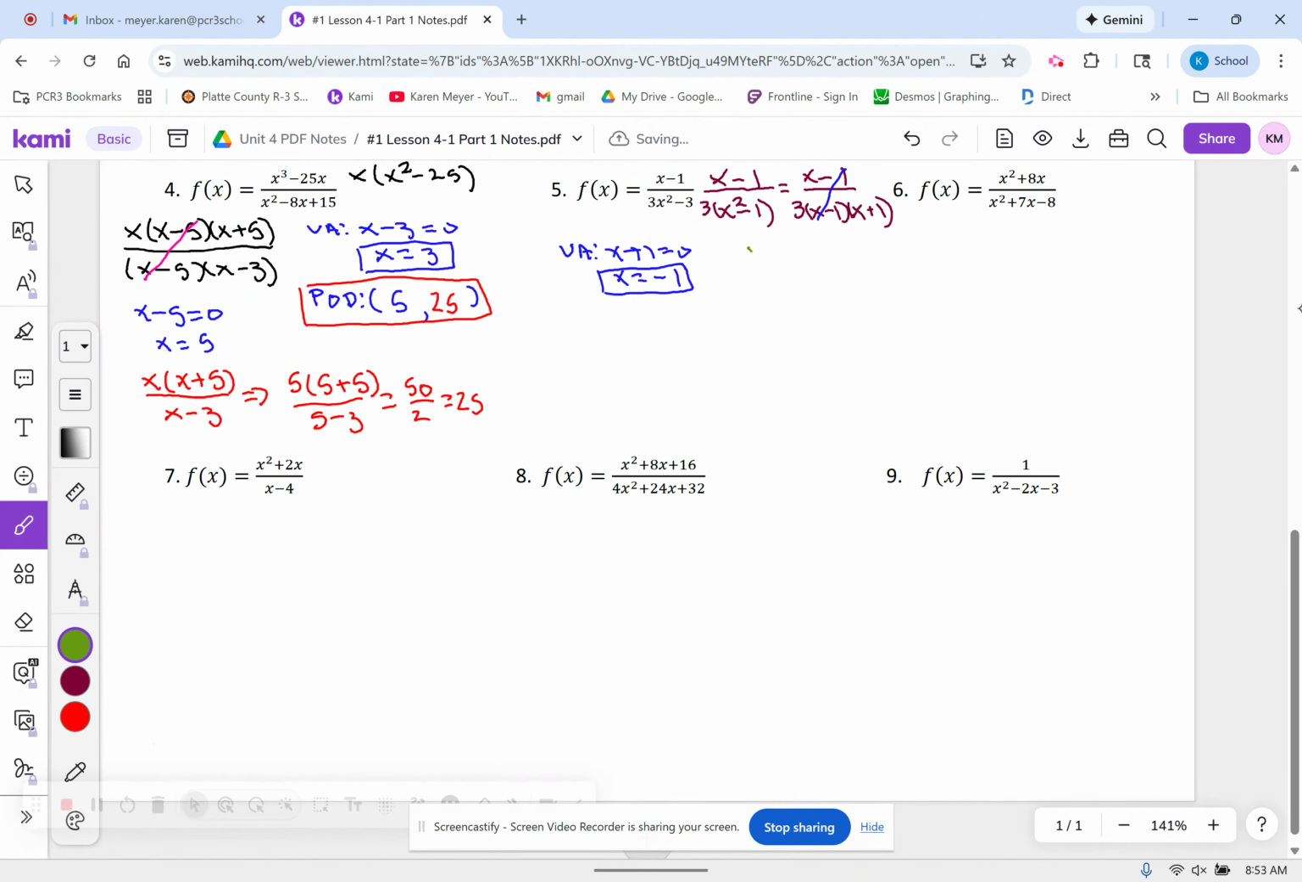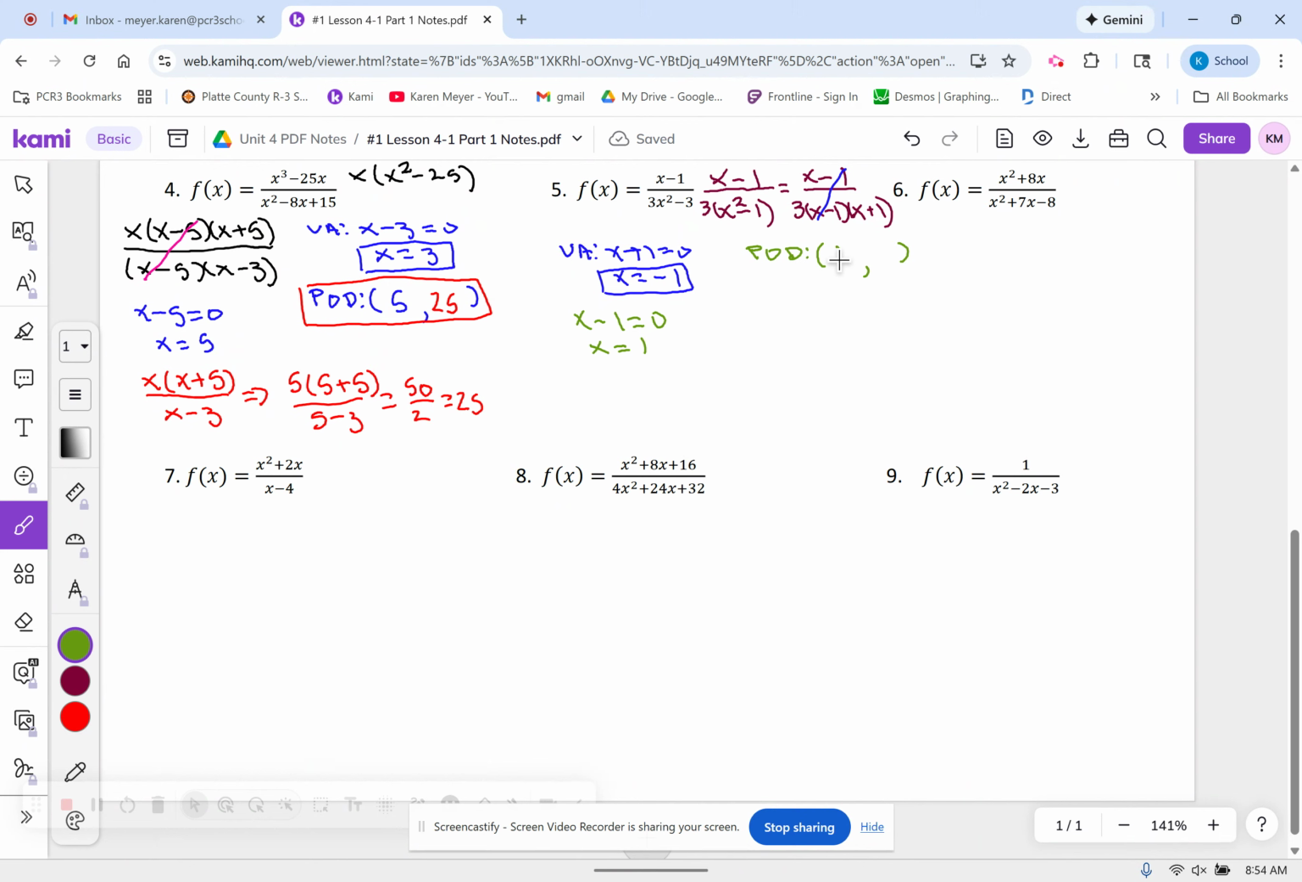And then for my POD, okay, what did I cancel out? I canceled out x minus 1. So I'm going to go solve that, and I get x equals positive 1. So that's the x value of my POD. Now, what did I have left over?